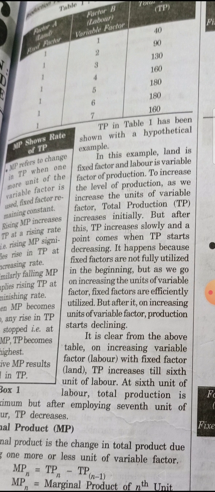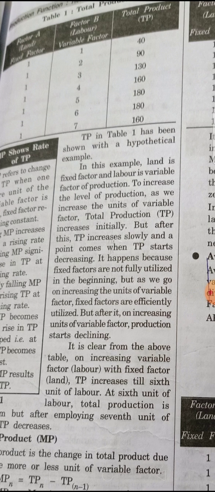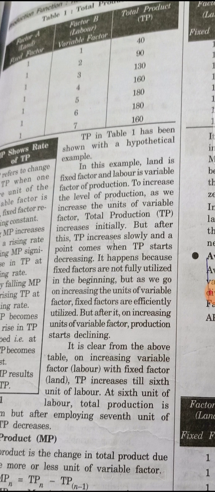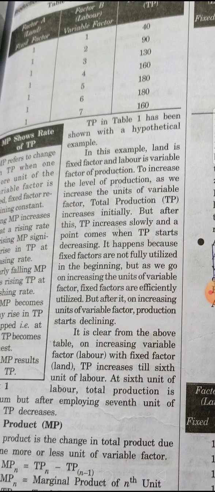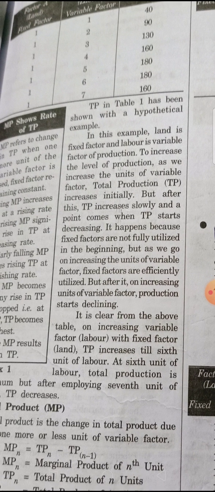The TP in table 1, that is total product, has been shown with a hypothetical example. Mainly in this example, the land is a fixed factor and the labor is a variable factor of production. To increase the level of production, as we increase the units of a variable factor, the total production increases initially. But after, the TP increases slowly, and a point comes when TP starts decreasing. It happens because the fixed factor is not fully utilized, right?